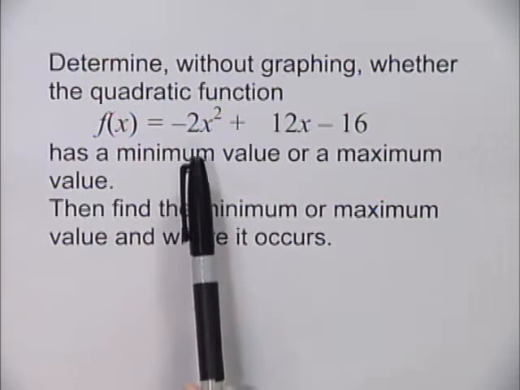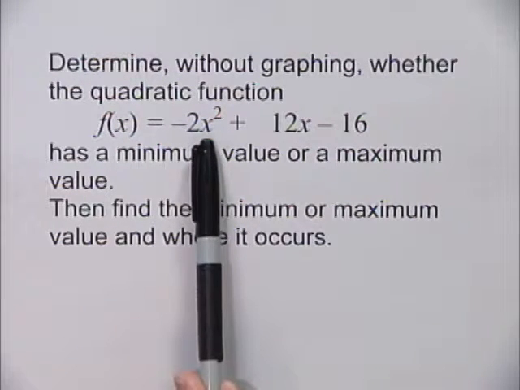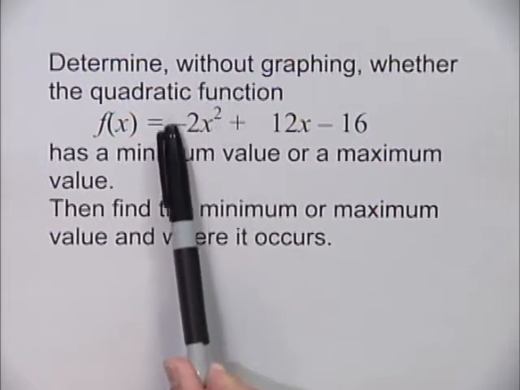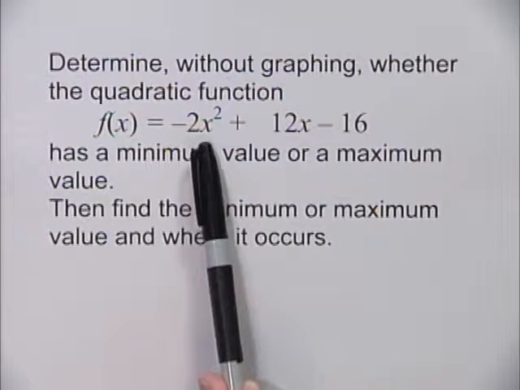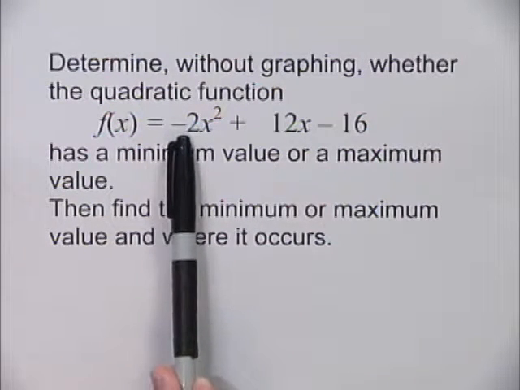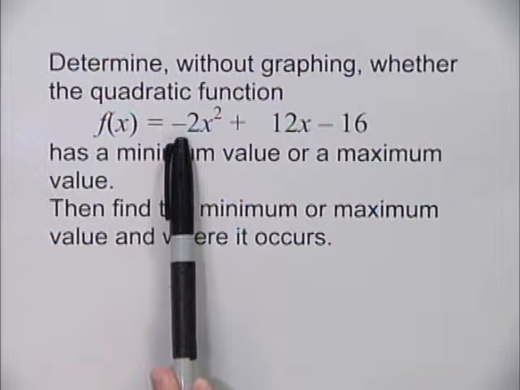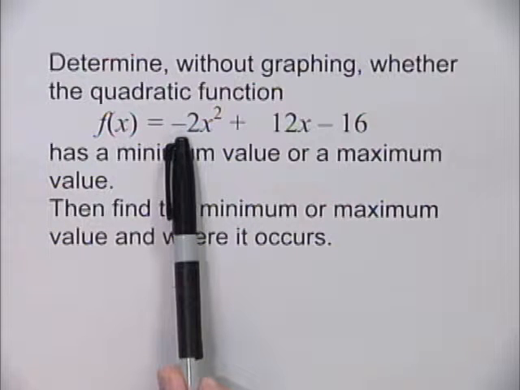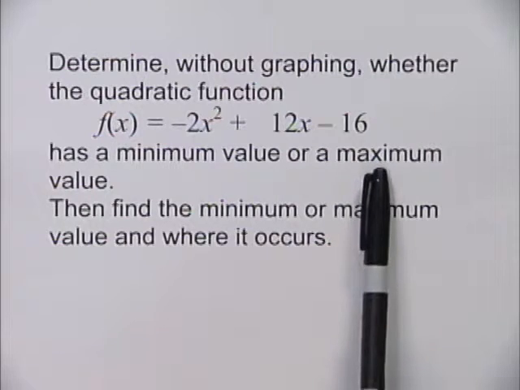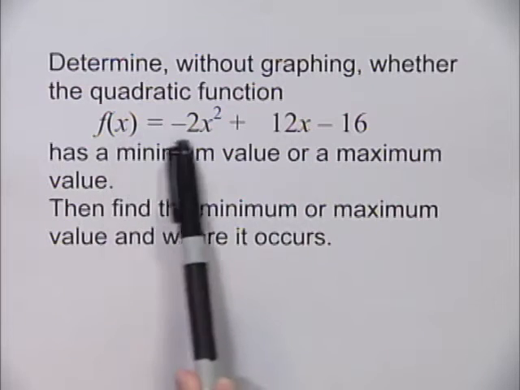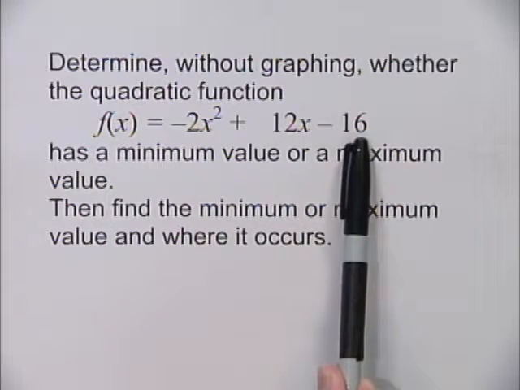So we see that this is a quadratic function, and therefore we look at this term, the negative 2x squared, and because the coefficient of the x squared term is negative, that tells us that this would be a parabola opening down, which means that it has a maximum value. That maximum value occurs at the vertex of this parabola.